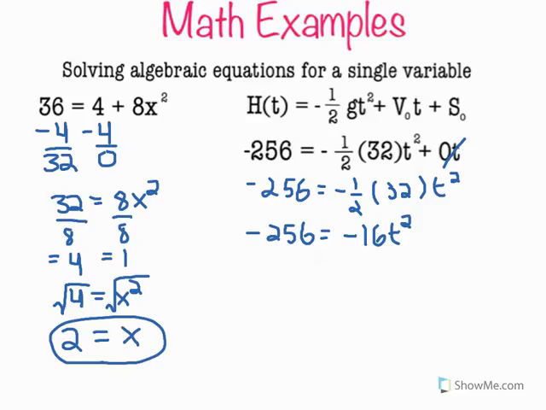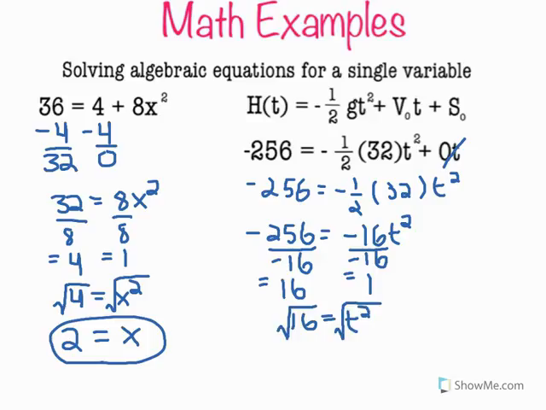Now, once again, since negative 16 is multiplied by t squared on the right side of the equation, we must divide each side by negative 16 in order to isolate t squared. Negative 16 divided by negative 16 is 1, and negative 256 divided by negative 16 is 16. Therefore, our new equation is 16 equals t squared.